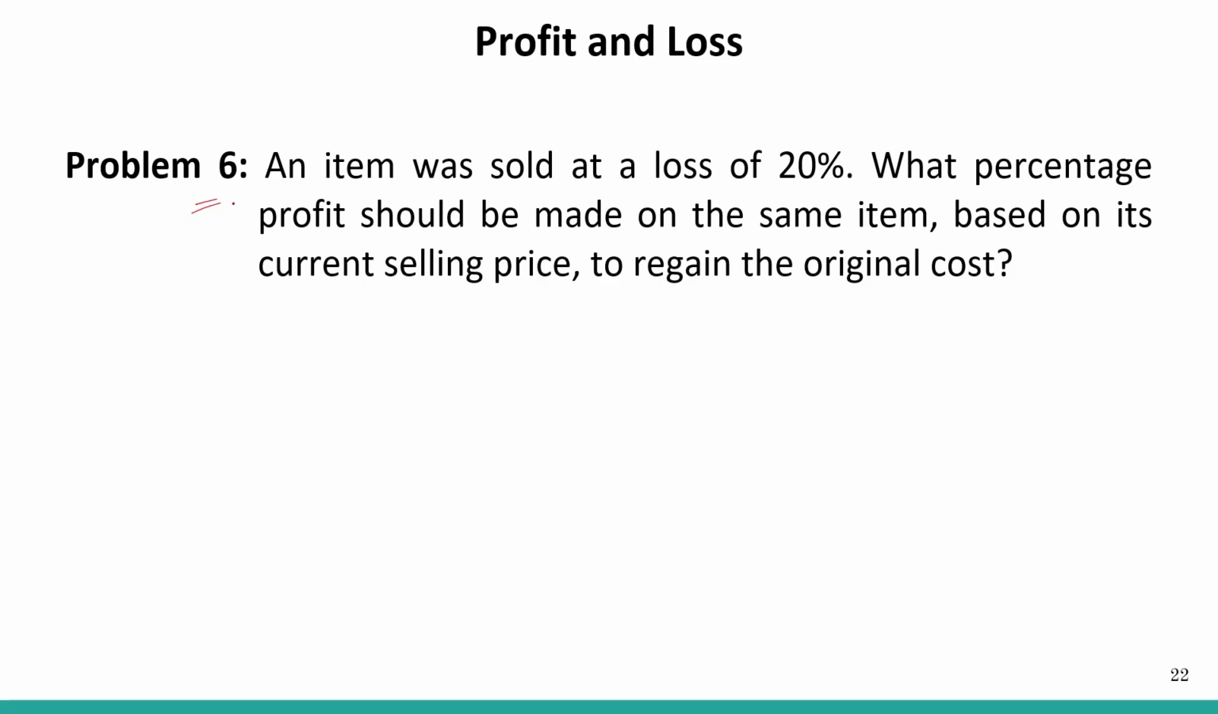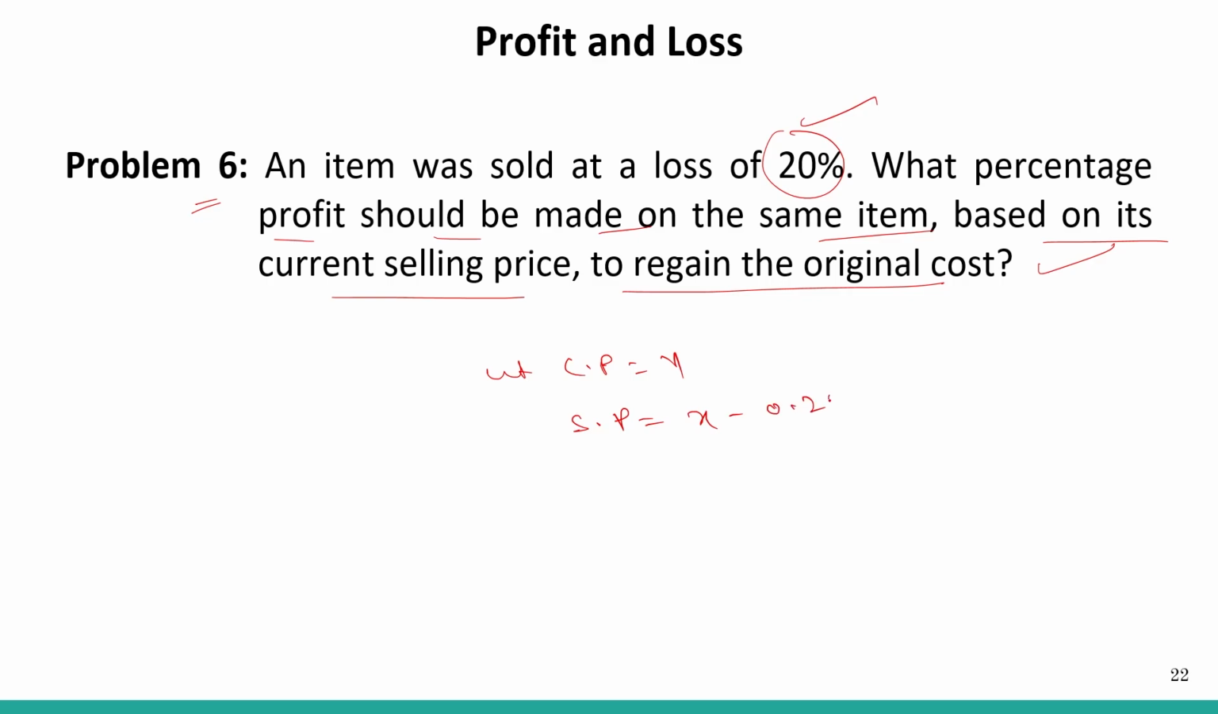So let's go for problem number 6. An item was sold at a loss of 20%. What percentage profit should be made on the same item based on its current selling price to regain the original cost? So the item was sold at a loss of 20%. Let CP be equal to X. So SP is equal to X minus 0.2x, right?